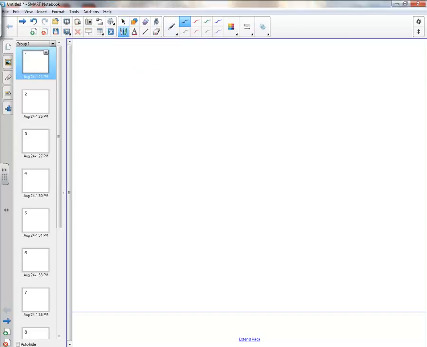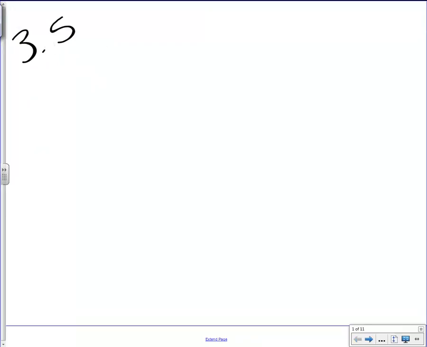Alright, so we are going to talk about section 3.5, and honestly, if you haven't noticed, 3.3 and 3.4 already kind of flow together and overlap, and so does 3.5. We're going to talk about a couple of different scenarios here.